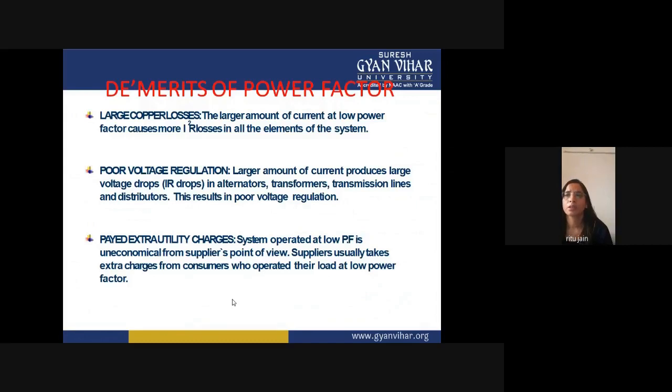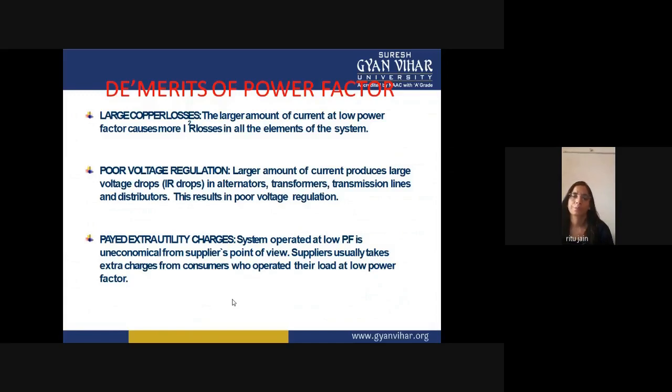Now, the demerits of low power factor, continued. It has large copper losses, because if the power factor is low, then the current will be high. If the current is high, then the copper loss, which is represented by I square R, will be high. So the large amount of current at low power factor causes more I square R losses in all the elements of the system.